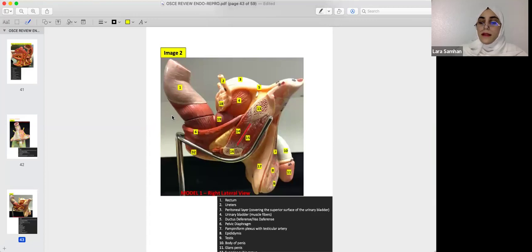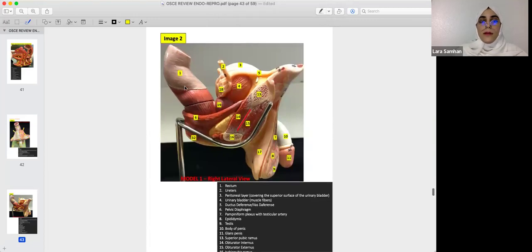We have number 1, which is basically the rectum, as you can see all the way in here. We have in here the vas deferens. We have in here the testicles. We have in here the penis. This is the glans penis, which is at the very bottom part of the penis.